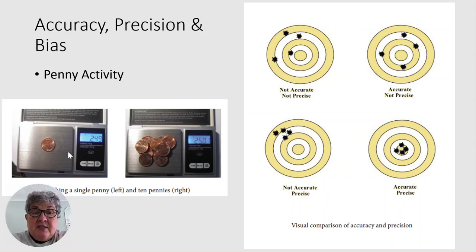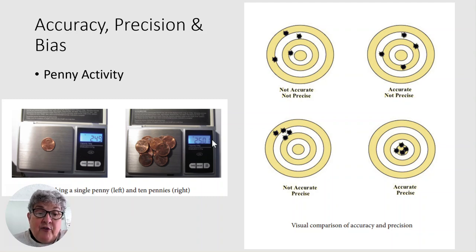So if I weigh 1 penny here on my little handy dandy miniature scale, I have 2.49. Now this particular scale does not go to that third significant figure. If I'm in the chemistry laboratory, I probably have a scale that will go to that third significant figure. But this scale is going to give me 3 significant figures. So 1 penny is 2.49 grams. Now in this one, I have weighed out 10 pennies. In this case, I've got 25.01 grams.